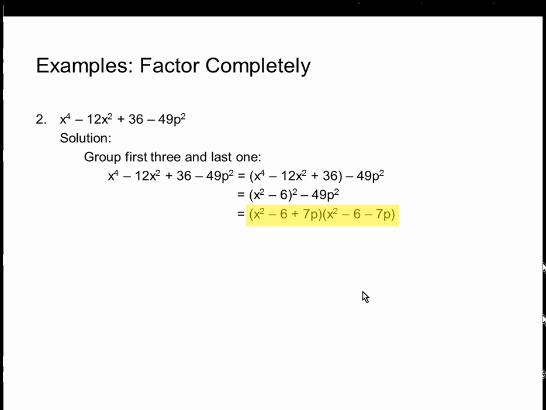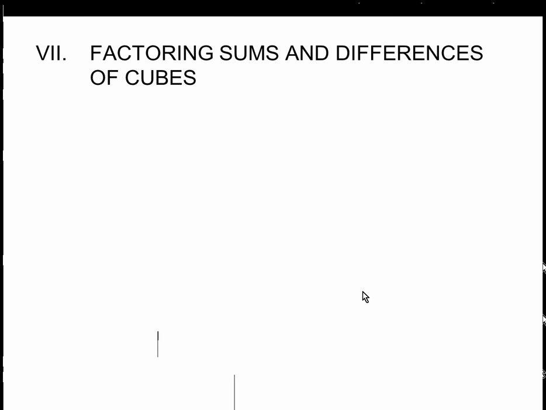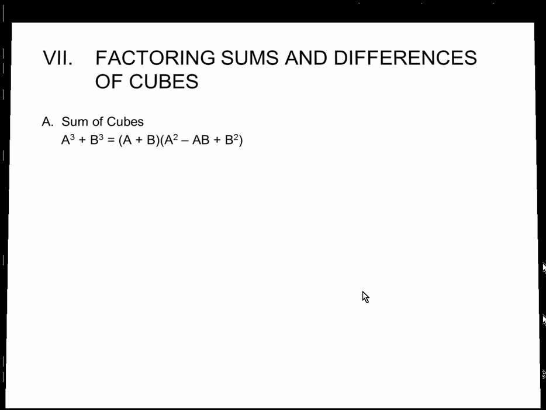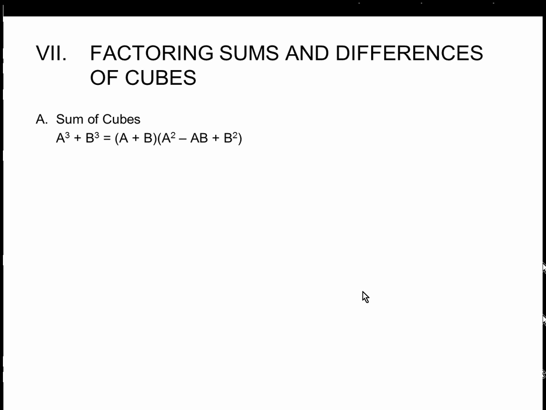Now we could factor a difference of squares, but we could not factor a sum. With cubes, we can do both. For factoring sums and differences of cubes, it comes down to a formula. So the sum of cubes, a cubed plus b cubed, is a plus b times a squared minus ab plus b squared. Notice the other factor is a trinomial.